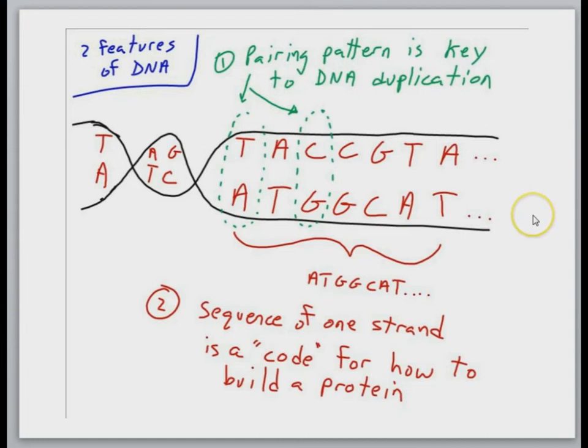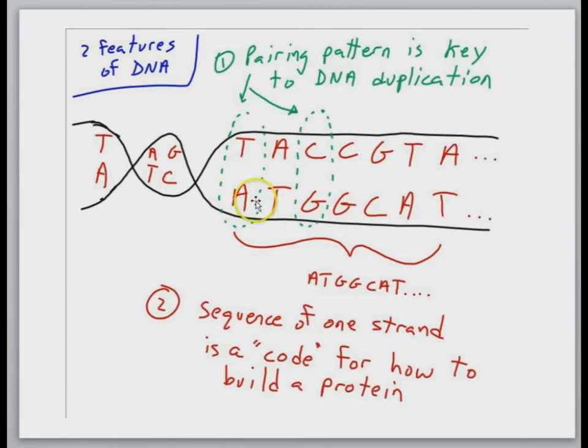But now we get to the point: what is this information? How is it stored in the molecule? And what we'll see is the information is stored as this sequence of letters. So not the pairing of the rungs. The information content of the molecule consists of the sequence of letters along one strand.